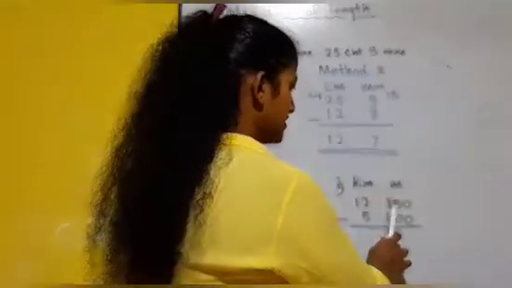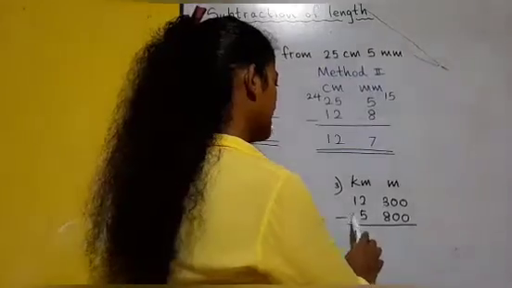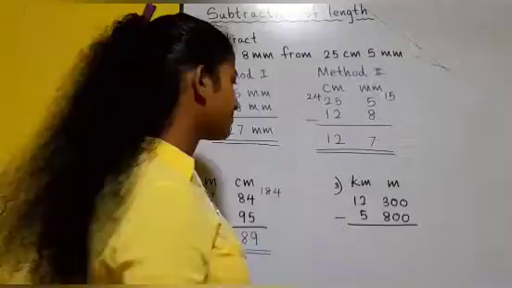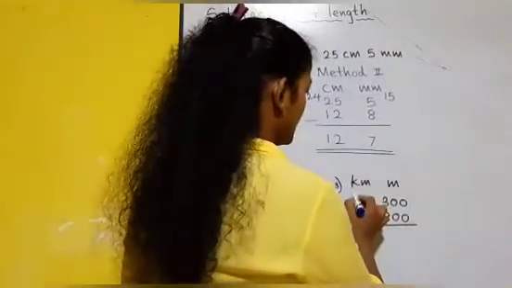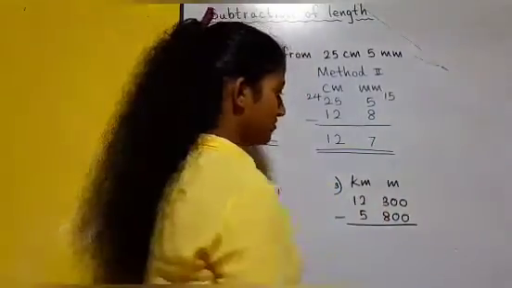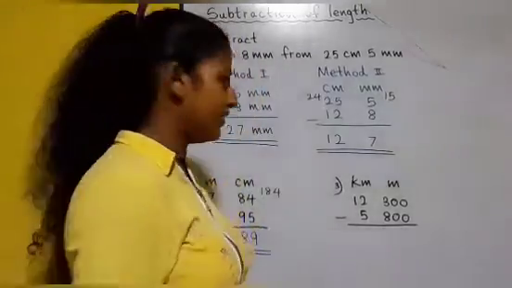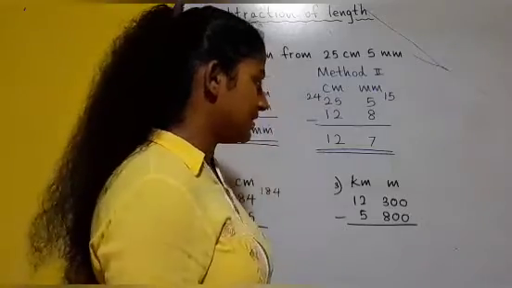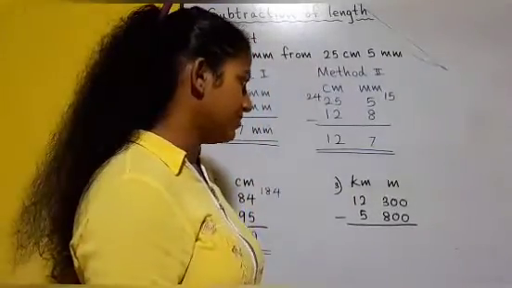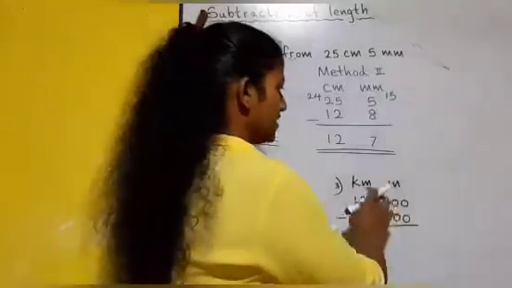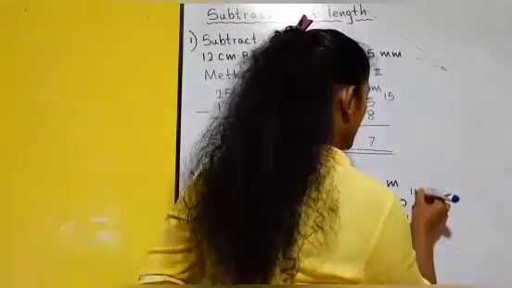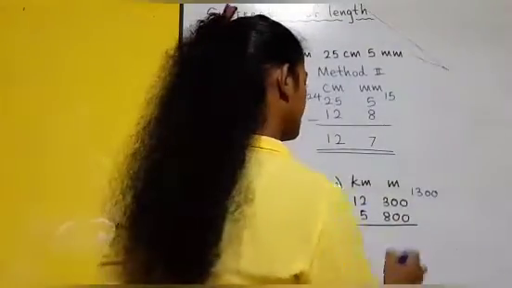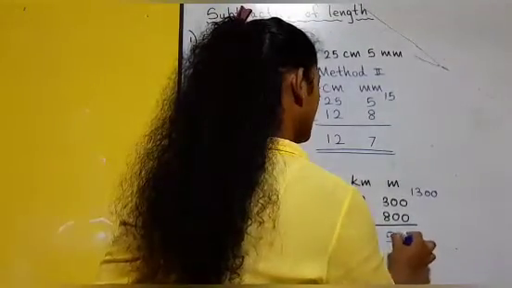The third example with kilometers and meters. 12 kilometers 300 meters minus 5 kilometers 800 meters. Here also we are taking 1 kilometer from the kilometer side into the meter side. So it becomes 1000 because the relationship is 1 kilometer equal to 1000 meters. 1000 plus 300 is 1300 here. Minus 800 we get 500.